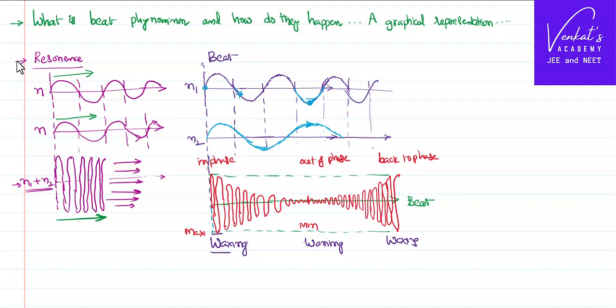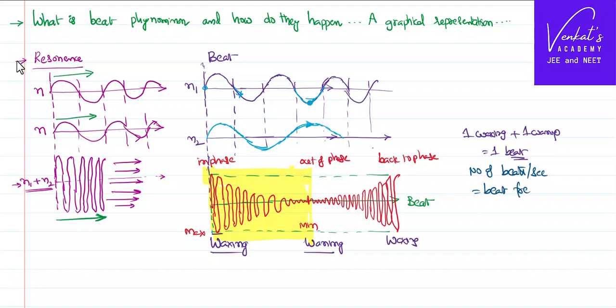I want you to understand that one waxing, that is one maximum amplitude, plus its immediate waning next to that is called one beat. So if I have to show where one beat is, it starts with waxing and waning, and this is over. This is one beat. One waxing and one waning is one beat itself. Maximum to minimum is one beat. The number of beats that happen per second is called the beat frequency.